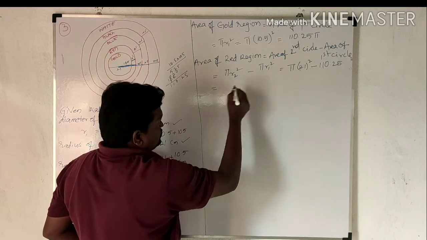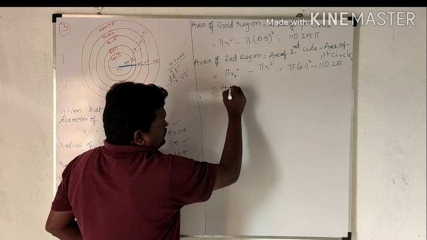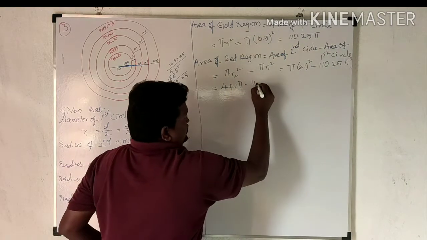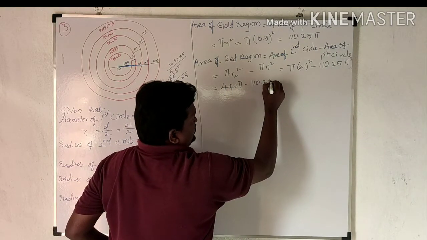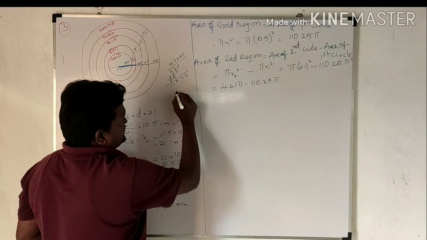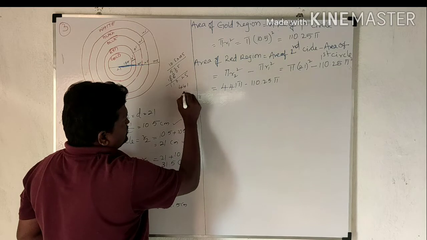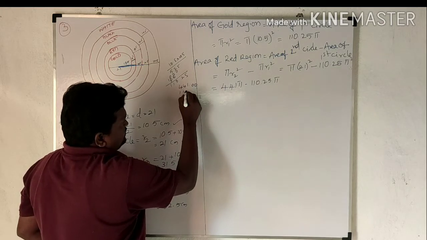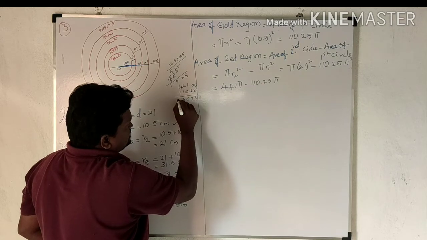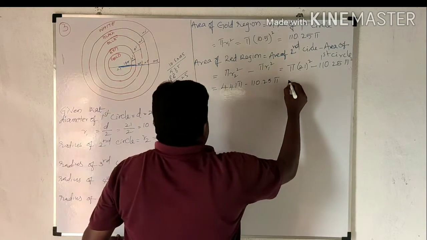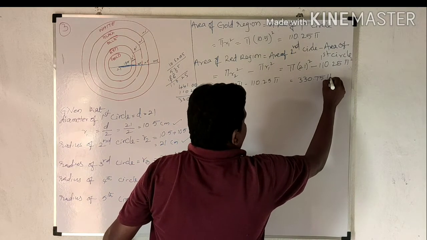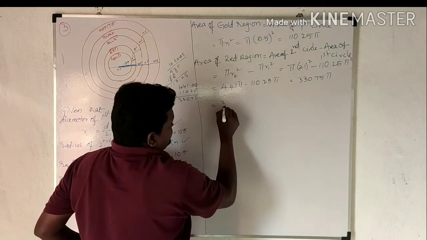That is equal to 21 squared, means 441 pi, minus 110.25 pi. Now subtract 110.25 from 441. This is 330.75 pi.